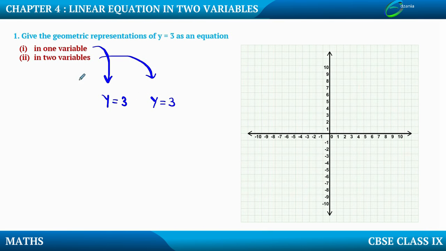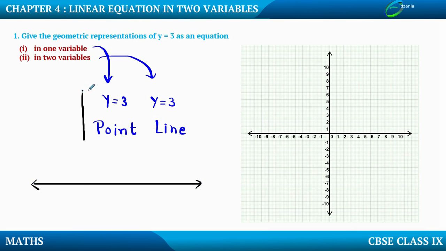So any linear equation in one variable is basically a point, and in two variables it is a line. So if we want to draw the graph of y is equal to 3 in one variable, I'm just giving a basic idea. Take only one axis, put two arrows at the end. In one variable means we are talking about this part, that is y is equal to 3 considered as a point.